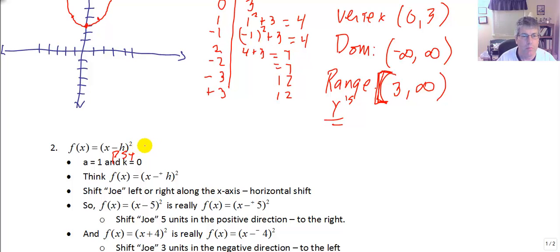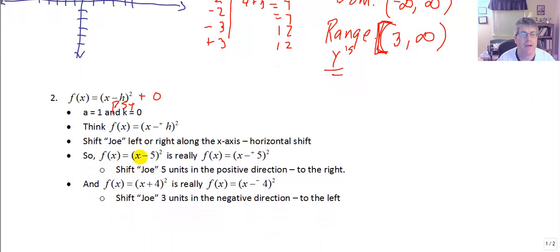Okay, the plus 3 would be on the outside of this. So we're not going to deal with that right now. That's going to be just plus 0. A is still 1, and k, as I say here, is 0. So this is standard form, so our h here is really positive. We need to think of this as f of x equals x minus a positive h quantity squared. And this format will shift Joe Parabola either left or right along the x-axis. This is our horizontal shift.